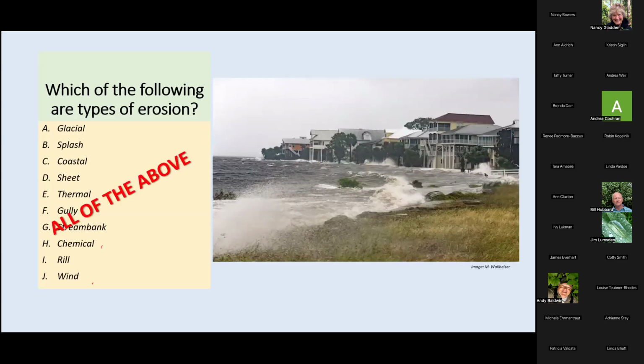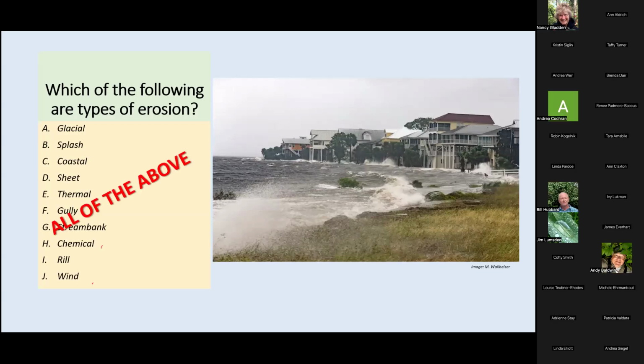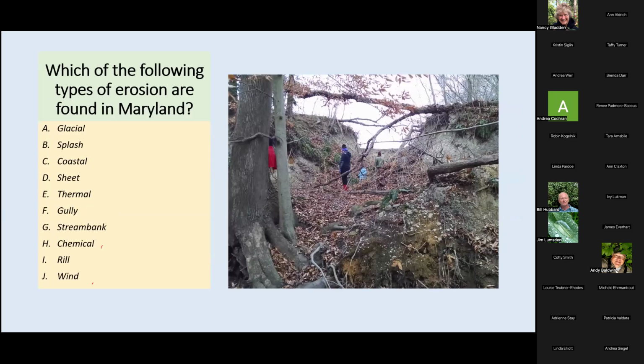I guess I could have given you a number 11, which was all of the above. These are all different types of erosion. In fact, there are other types of erosion that we didn't list. And again, I'll get into definitions as we begin to drill down on some of the more specific ones. So out of those 10, what types of erosion do you think you would typically find in Maryland? I'll give you a couple of seconds.